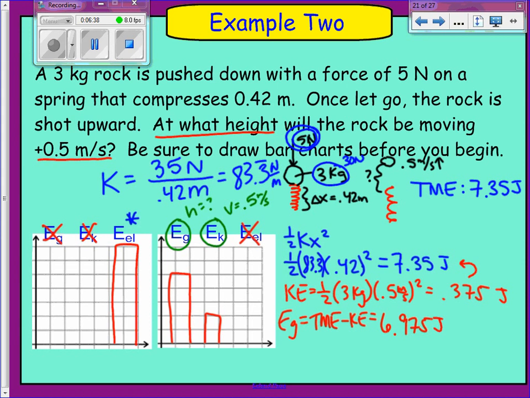Now I can use this to solve for the height. Because remember, gravitational energy is mass, which is the 3 kilogram rock, times the gravitational acceleration, which is 10, times h. h is what we are going to solve for. So we take 6.975 divided by 3 and divided by 10 to get a height of 0.2325 meters.